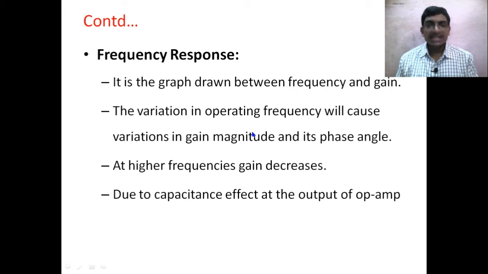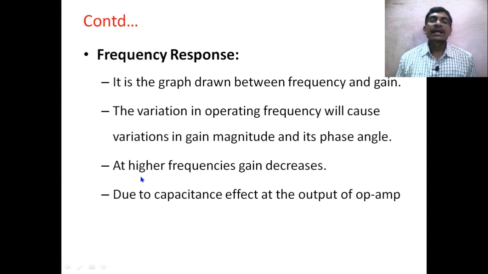We have already seen the gain equation of the AC high frequency equivalent circuit of the op-amp. It is depending on the operating frequency. So if the operating frequency of the operational amplifier is changed, then it will cause variations in the gain magnitude. Therefore the gain also will change and the phase angle also will change.